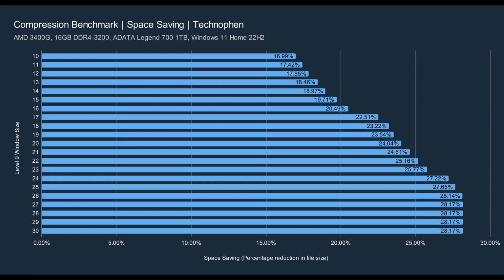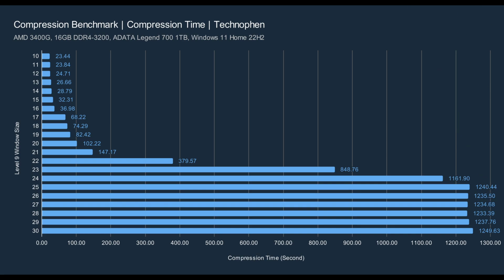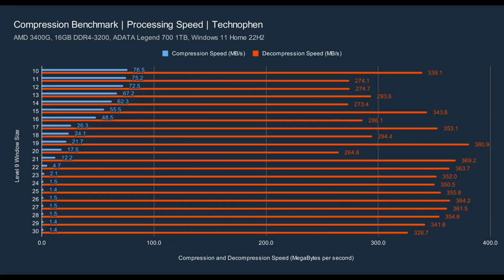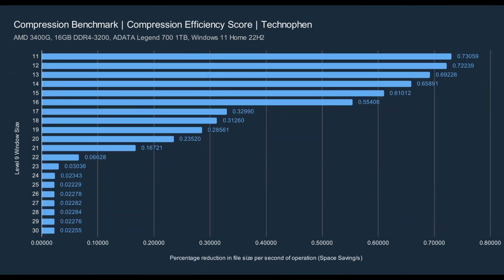28.17% at maximum. Compression time now reaches as high as 20 minutes. Decompression speeds seem to be affected now. We don't go over 400 megabytes per second anymore, and most are around 250 to 350 megabytes per second. Compression speeds are at their lowest, with 1.4 megabytes per second for window size 30. We don't see efficiency touch 1. Here our max is 0.73 and most others are below 0.5.